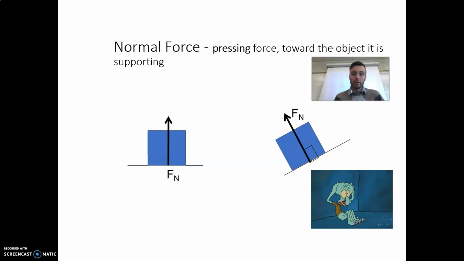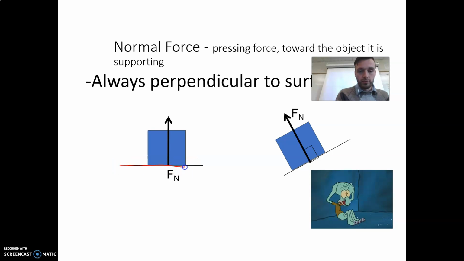So right now I'm sitting on a chair. That chair is pushing up on my butt. The chair is exerting a normal force on my butt because it's a pressing force over a surface area that is pressing towards me, the object. That's a normal force. If you stand on the floor, the floor exerts a normal force up on you. A box sitting on the floor has the floor exerting a normal force on that box.